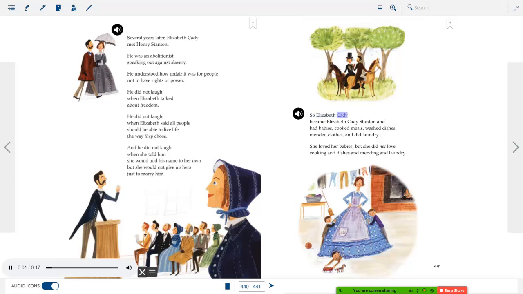So Elizabeth Cady became Elizabeth Cady Stanton, and had babies, cooked meals, washed dishes, mended clothes, and did laundry. She loved her babies, but she did not love cooking, and dishes, and mending and laundry.